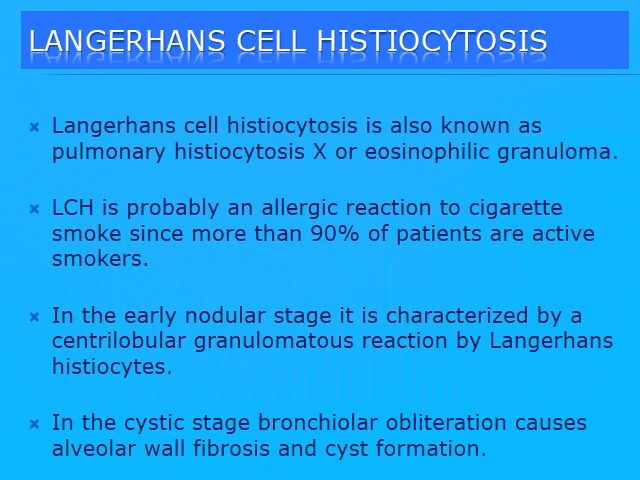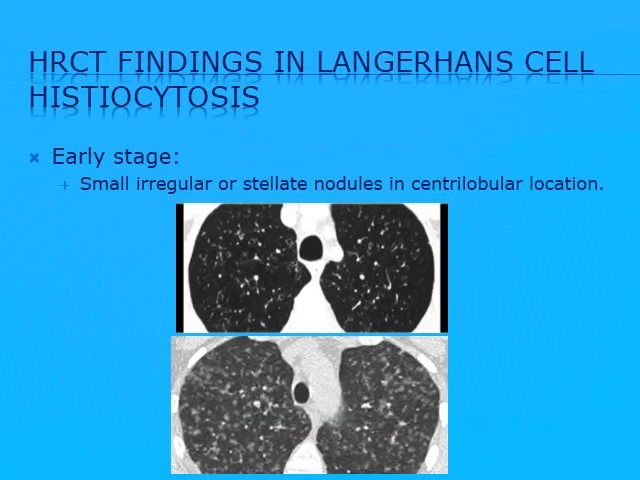In the early nodular stage, it is characterized by centrilobular granulomatous reaction by Langerhans histiocytes. Then they cavitate, forming bizarre-shaped cysts. In the early stage, we see that the lungs are studded by centrilobular nodules, usually in the upper lobes, sparing the costophrenic angles and the bases of the lungs.